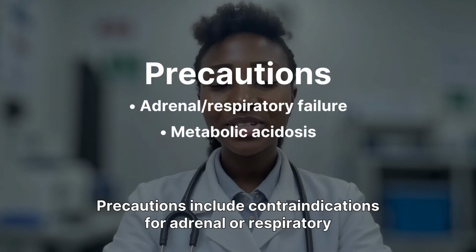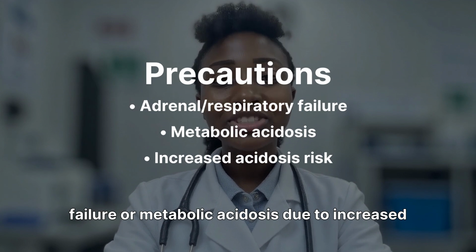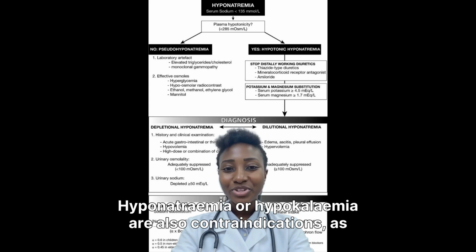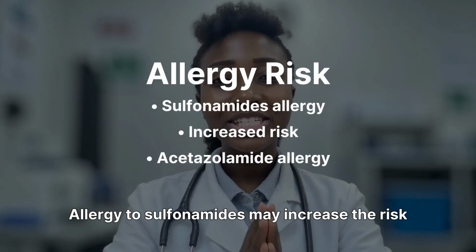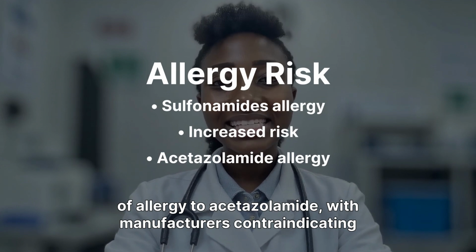Precautions include contraindications for adrenal or respiratory failure or metabolic acidosis due to increased risk of profound acidosis. Hyponatremia or hypokalemia are also contraindications, as acetazolamide may worsen electrolyte disturbances. Allergy to sulfonamides may increase the risk of allergy to acetazolamide, with manufacturers contraindicating its use.